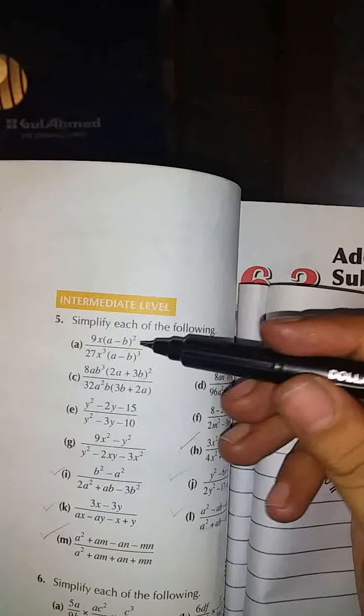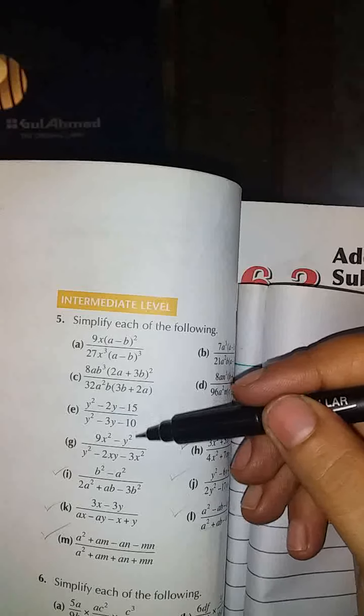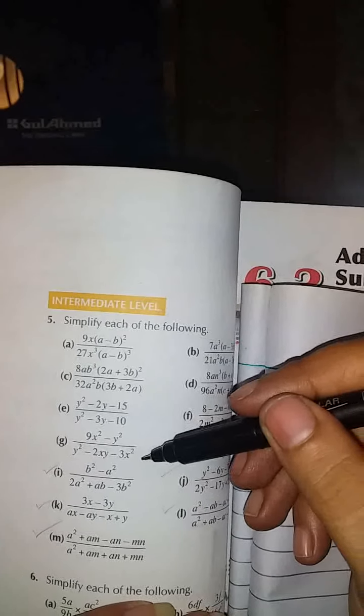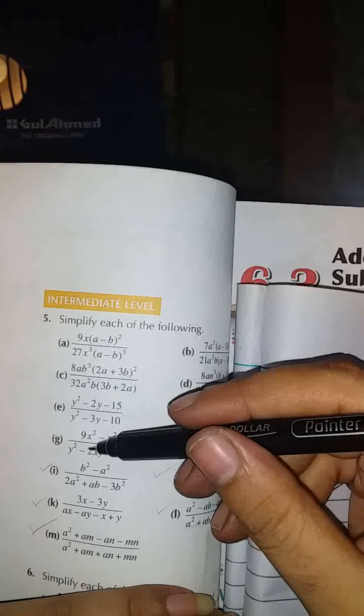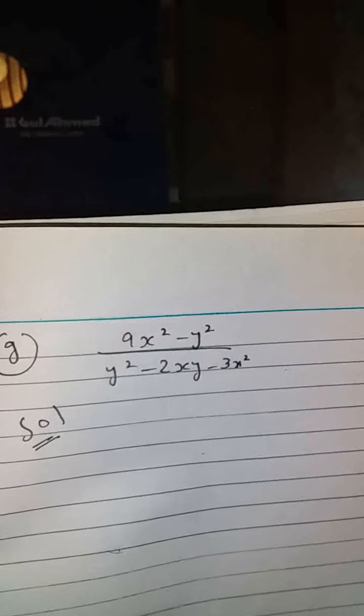This is the answer. Got it? Okay class, after this there is a stand of A, C and E part. Now you come to F part. Now you come to G part. G part is 9x square minus y square divided by y square minus 2xy minus 3x square. Got it? This is your G part.